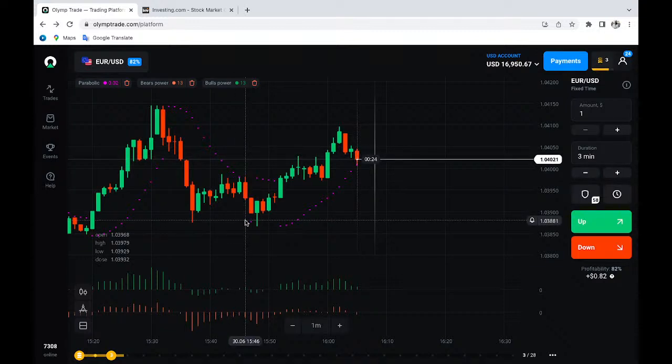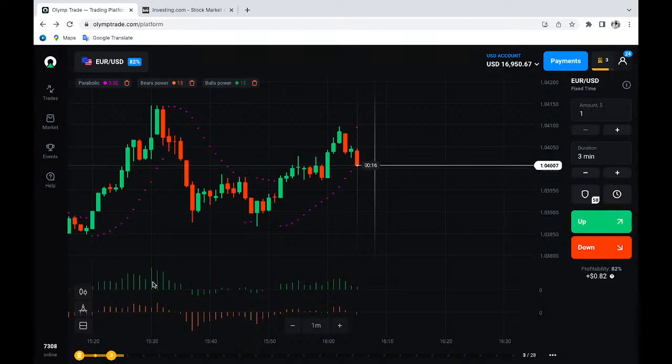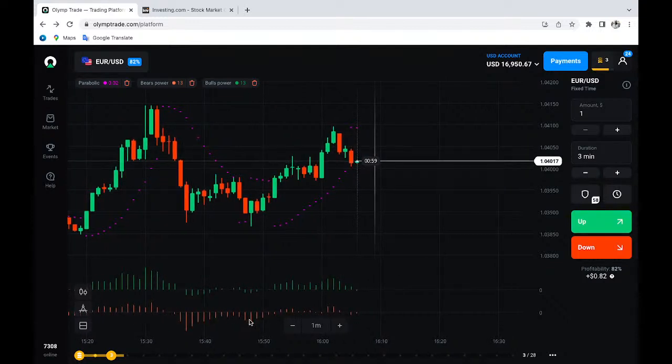How it works, as I explained: when there is an uptrend in the market, the green bars of the bull power oscillator are above the zero level. When there is a downtrend in the market, the red bars of the bear power, the lower one here, are below the zero level. So by using these signals as a guide, you will identify the trend, confirming it using the parabolic SAR indicator.